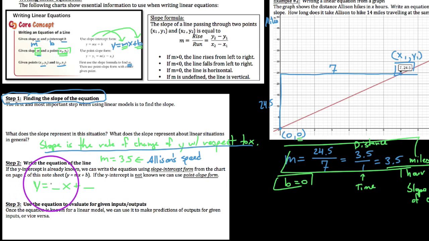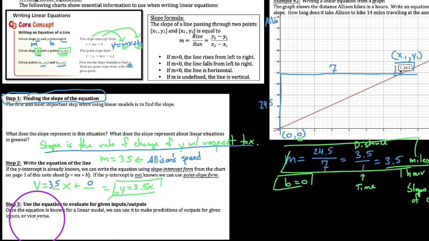What we're really saying is this: she's going at a rate of 3.5 miles for every 1 hour, or for every x. So it's going to be 3.5x, where 3.5 is our slope, and our y-intercept we said is 0. So in other words, we could say that this equation could be expressed as y equals 3.5x, or in other words, her distance is always equal to 3.5 times the number of hours she's walked, okay? So now that we have this equation, what we're going to basically do is use this equation to make predictions of outputs for given inputs.